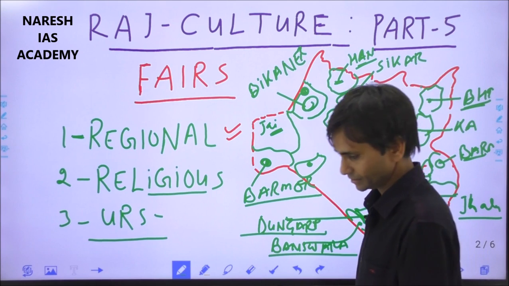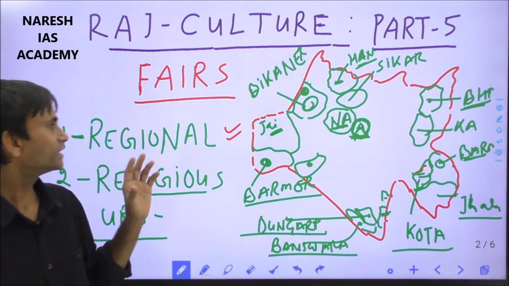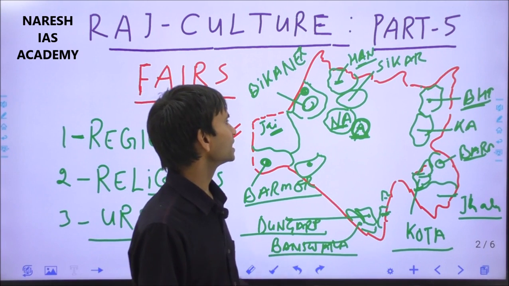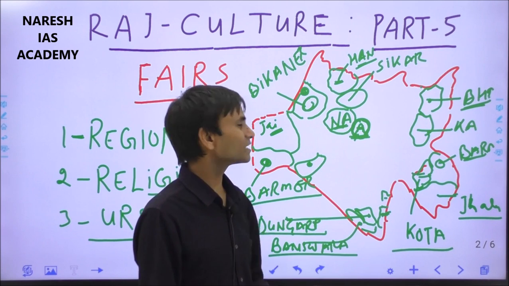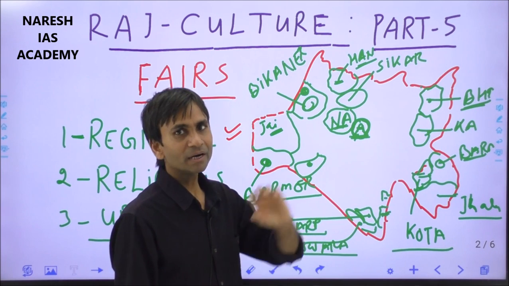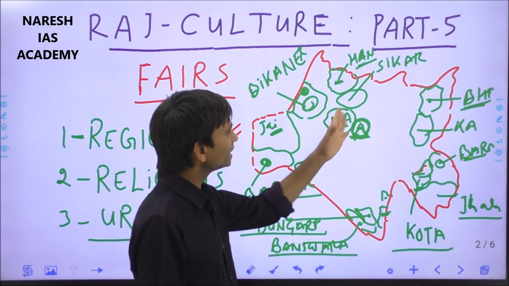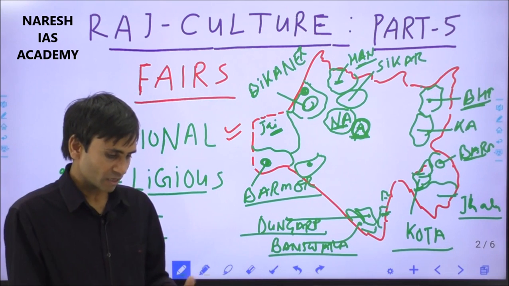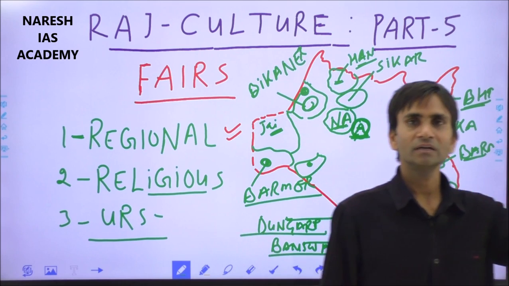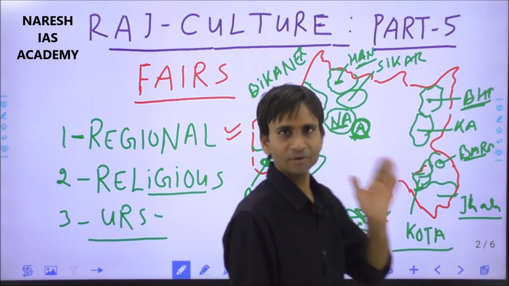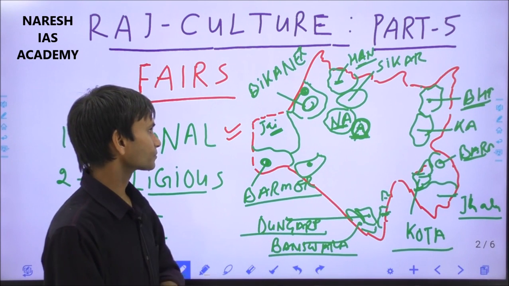Veer Tejaji is one of the most important Lok Devtas of Rajasthan, and in his memory the Tejaji fair is held at Parbatsar, Nagaur. It is basically an animal fair, but it is celebrated in the memory of the Lok Devta, and generally it starts from Shravan Purnima and continues till Bhadrapad Amavasya. Shravan Purnima to Bhadrapad Amavasya.